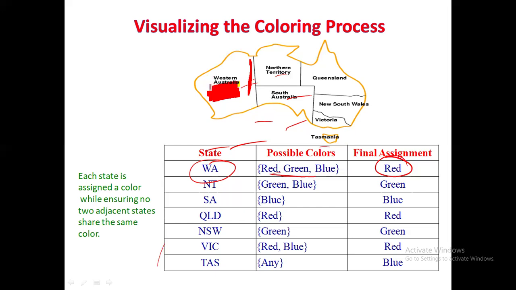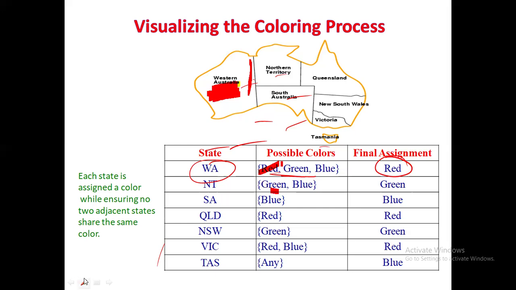The algorithm proceeds by considering adjacent states while ensuring that each assignment respects the CSP constraints. Choosing red for WA helps limit conflicts and ensures flexibility in assigning colors to the other states. Next, coming to the Northern Territory. We have already taken red here, so the remaining colors are green and blue.